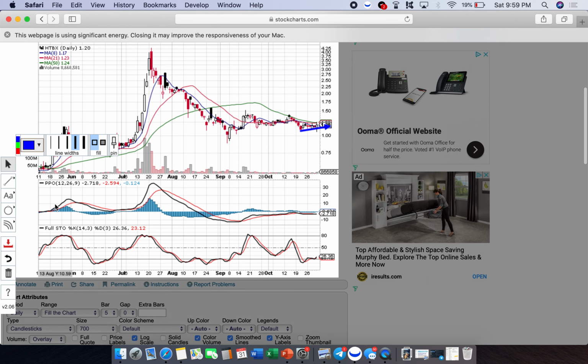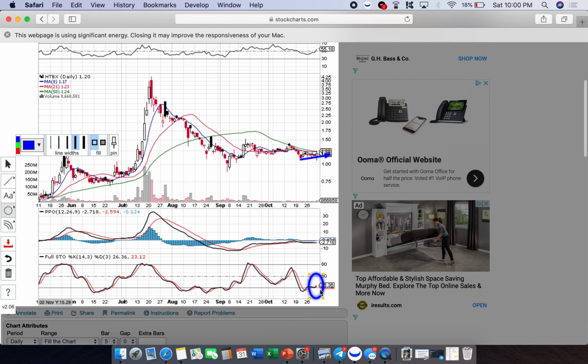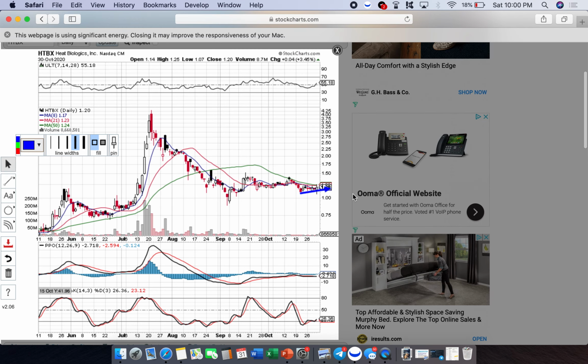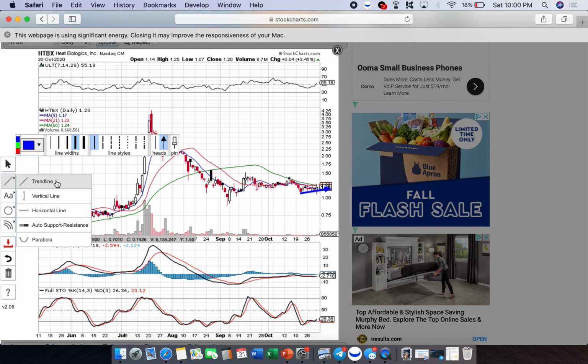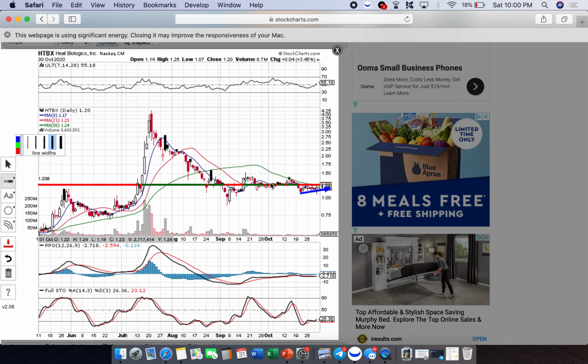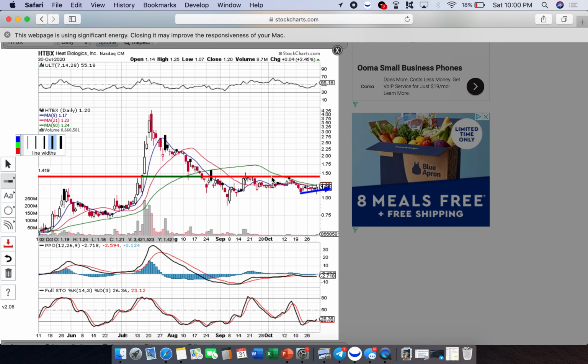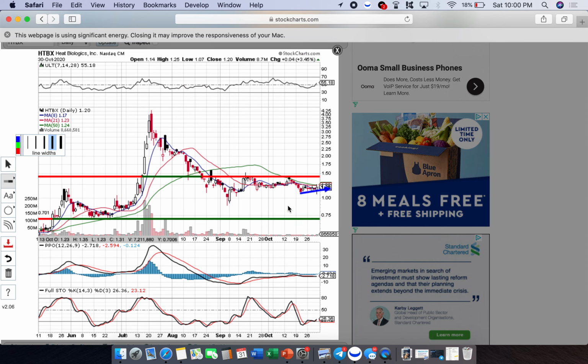And then you've got full stochastics. The full stochastics is looking for a divergence here, and that's really bullish going forward. Overall, this chart looks like it's going up, just based on what I've shown you here. And then you also have the news that is potentially coming. So for me, like I showed before, I'm looking for that breakout over 1.42. Then I am really looking for a 1.50 break.